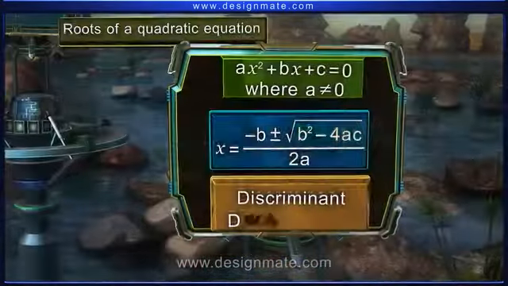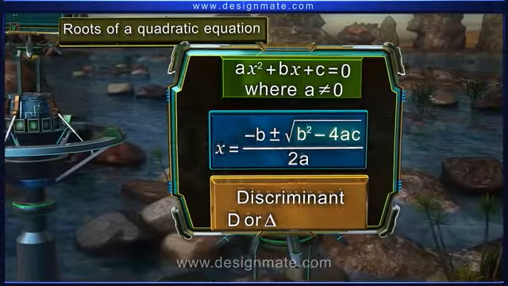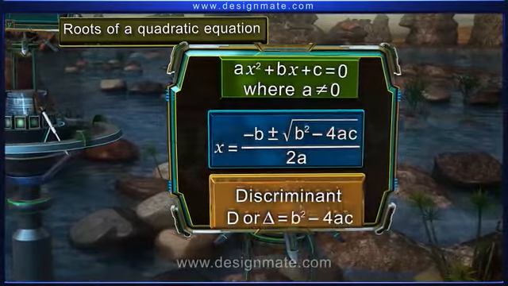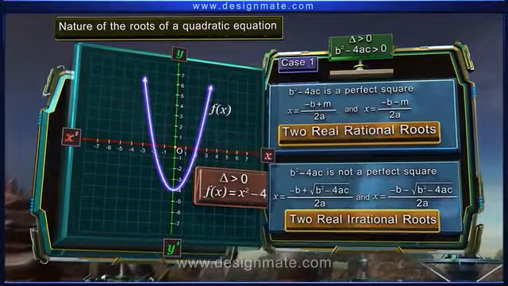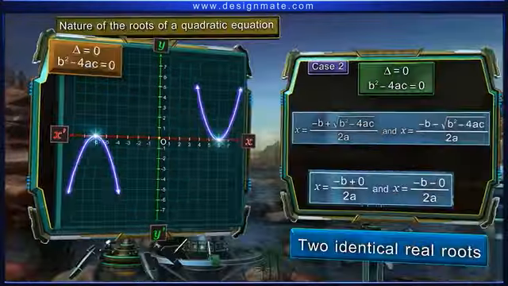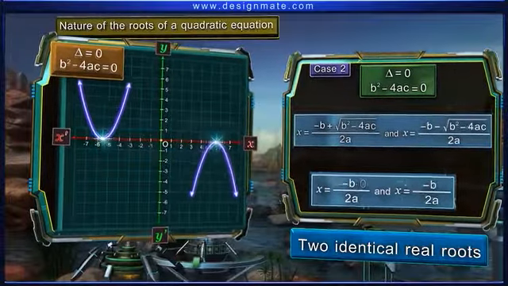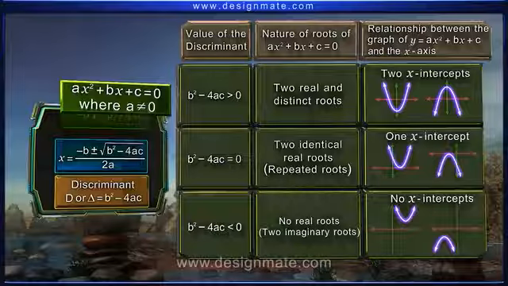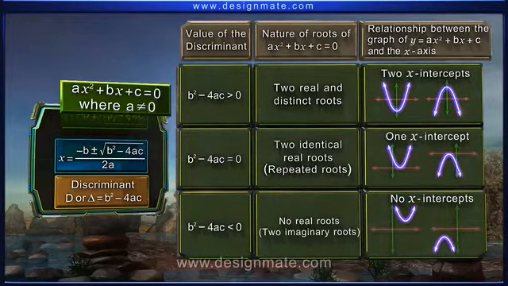Summary. In this session, we have understood the concept of the discriminant of a quadratic equation and how to use it to find the nature of roots of a quadratic equation. We've also learned to visualize the shape of a parabola using a discriminant.